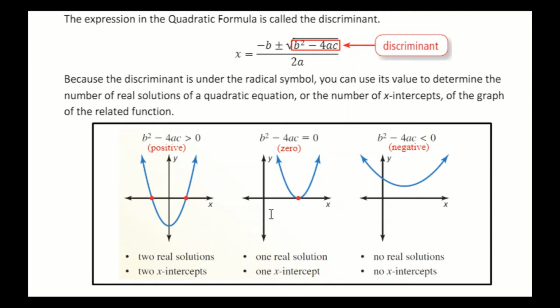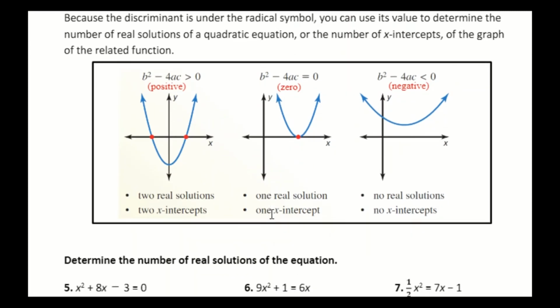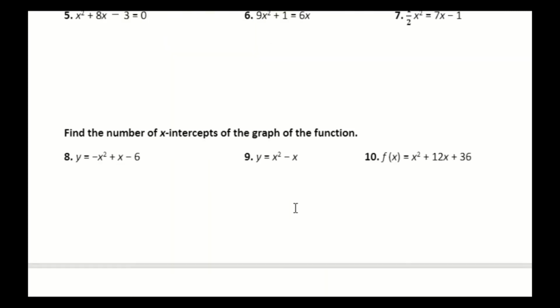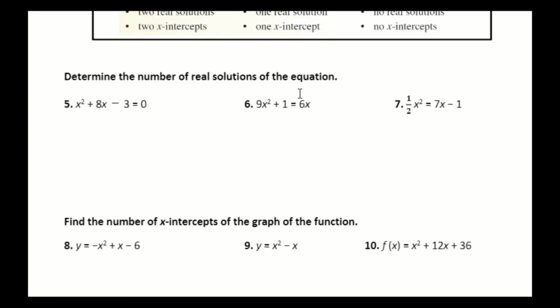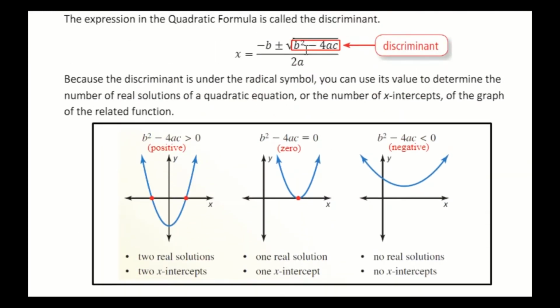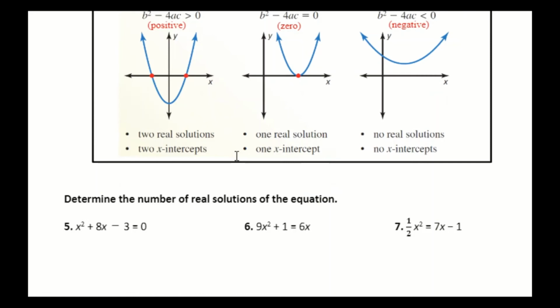there are. So for these 3 quick problems, and actually the rest of these problems down here, we're not interested in actually finding what the solutions are. We're just trying to figure out how many there are. So what we need to do is identify a, b, and c, and then plug it into this b squared minus 4ac. That's really the only part we care about for this question.